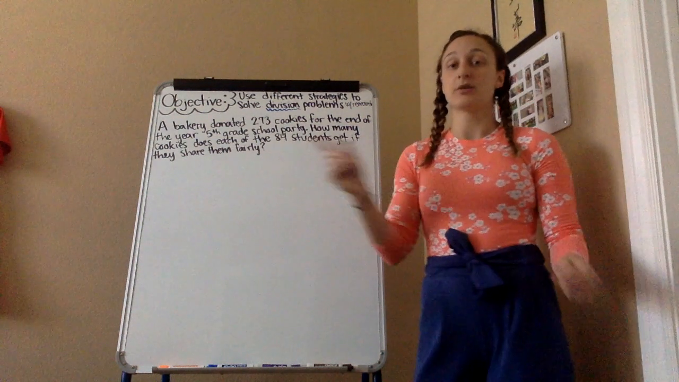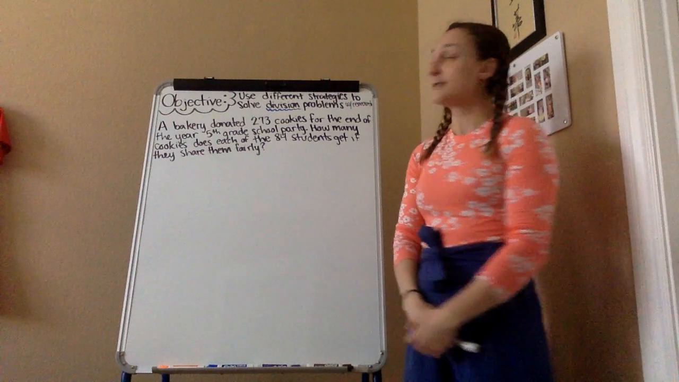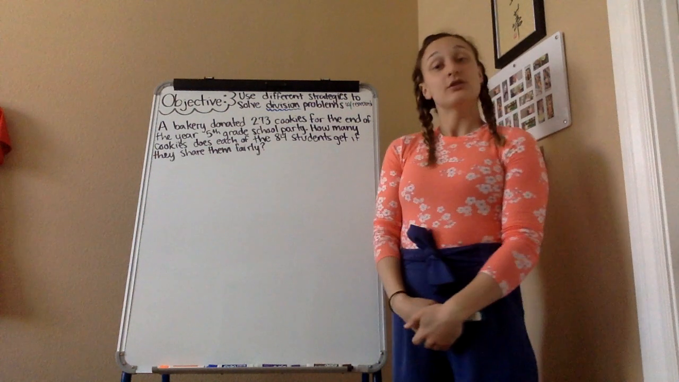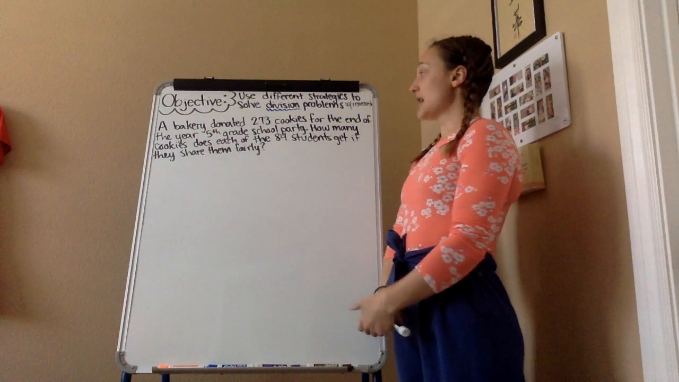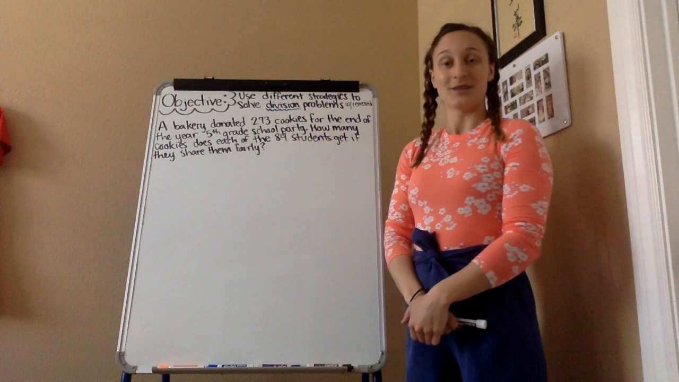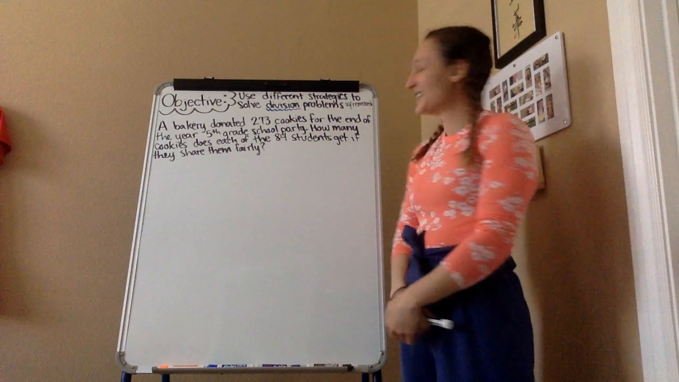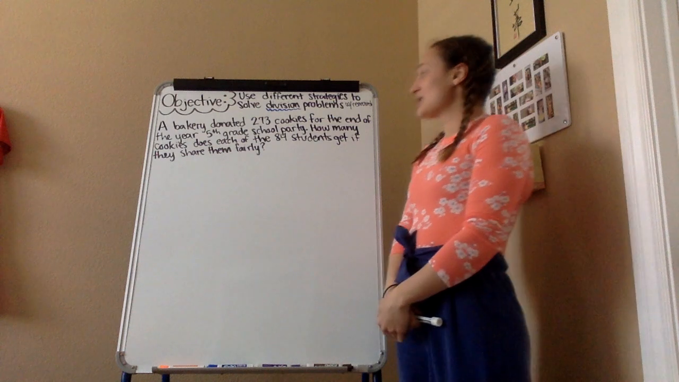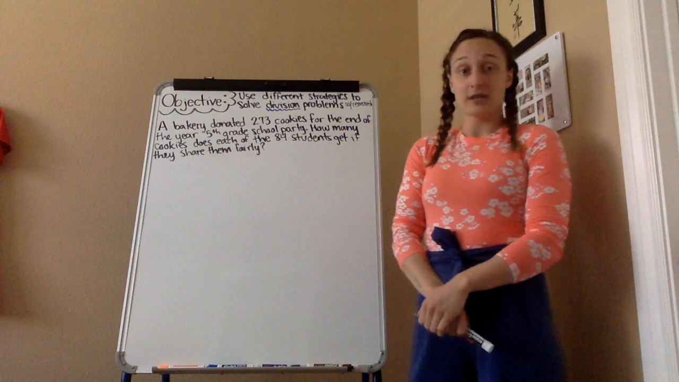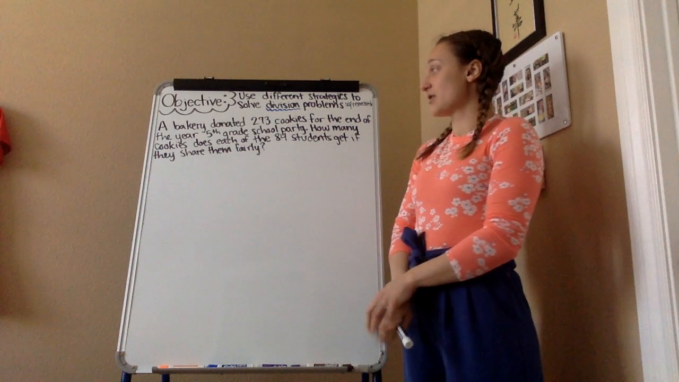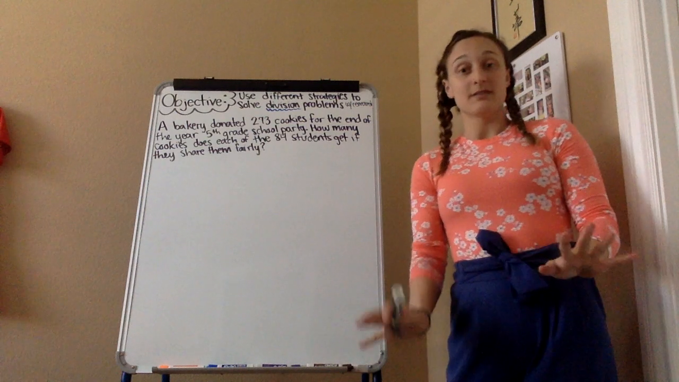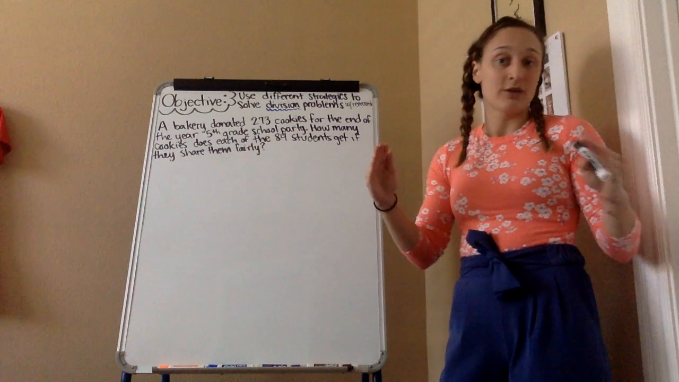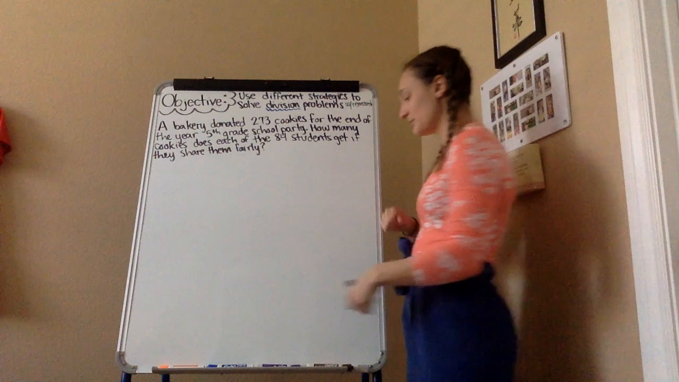So here's our example. It is on one of your student book pages. A bakery donated 273 cookies for the end of the year 5th grade school party. Wouldn't that be nice? How many cookies does each of the 84 students get if they share them fairly? Now, this is probably a school that has more than one 5th grade, which is why there's so many students.